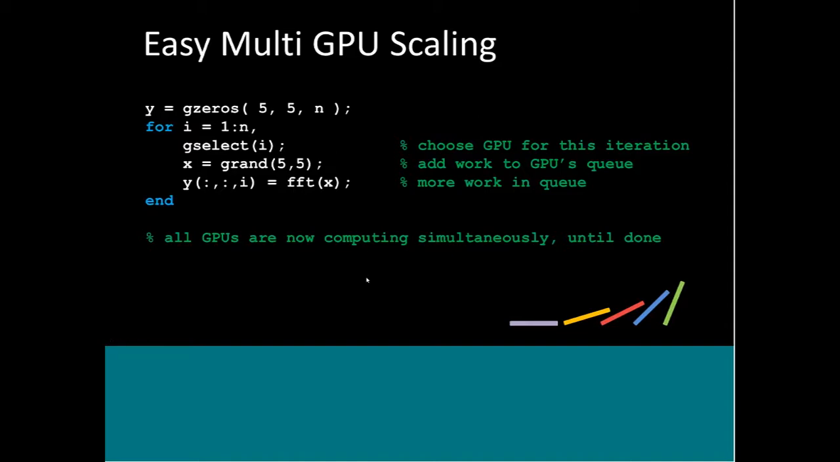We make it really easy to use multi-GPU through our gselect command. Gselect selects a current GPU, the ith GPU in this case, to be in context. It does some work with grand and FFT, and then it moves on to the next GPU. The beautiful thing about this is that these 2 commands, grand and FFT, are non-blocking, meaning that as you gselect more and more GPUs, all this work is being queued up and then executing simultaneously on all the GPUs. So you can use multiple GPUs with Jacket without having to deal with threads or GPU context or any of that. You just gselect different GPUs and then run your code.